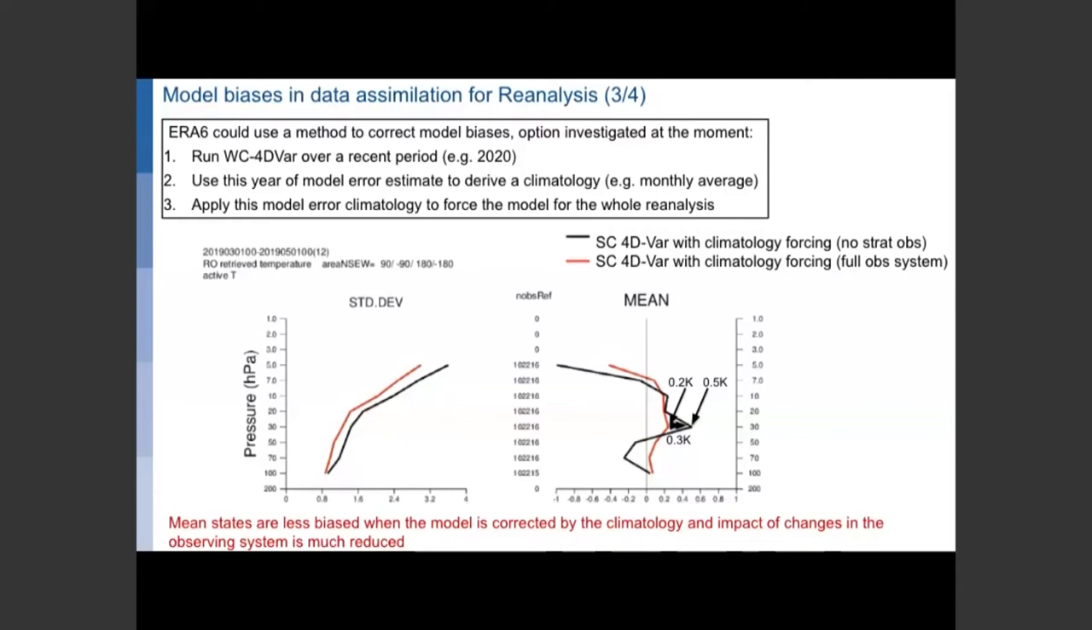The very good news is that this time, between the two experiments, the difference is 0.3 Kelvin. Before it was 1.4, I think. So by having that climatology and by correcting the model when we produce the reanalysis, the mean state is much less sensitive to change in the observing system. We are quite hopeful that this approach could potentially sort out some issues we had in ERA5.